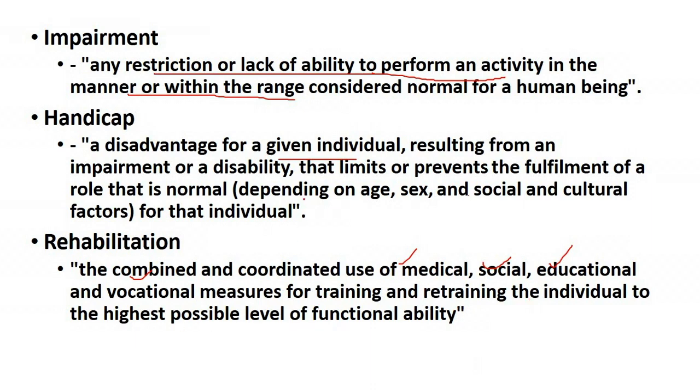So our ultimate goal is to make the person placed in the position before the disease had occurred. That is the ultimate goal of rehabilitation. It is the combined and coordinated use of medical, social, educational and vocational measures for the training and retraining of the individual to the highest possible functional ability.